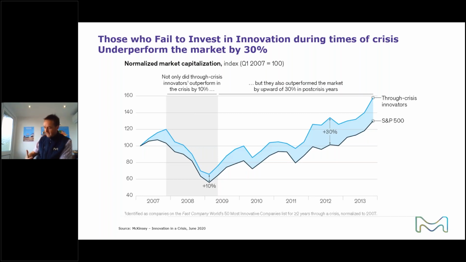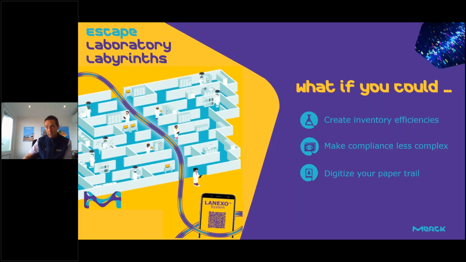So embracing change and looking at how you're going to innovate, looking at how you're going to accelerate digital programs to allow you to restructure, reorganize, become more optimized in order to give you that freedom to move and become more innovative is huge. And so those are the questions that we started posing to ourselves. Well, what if we could create greater inventory efficiencies? What if we could reduce the complexity of compliance right now and digitize that paper trail?